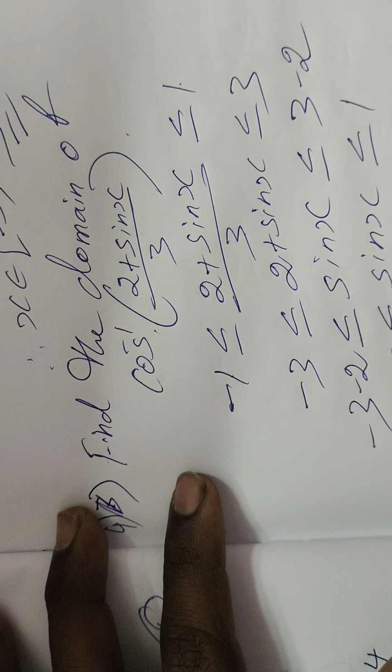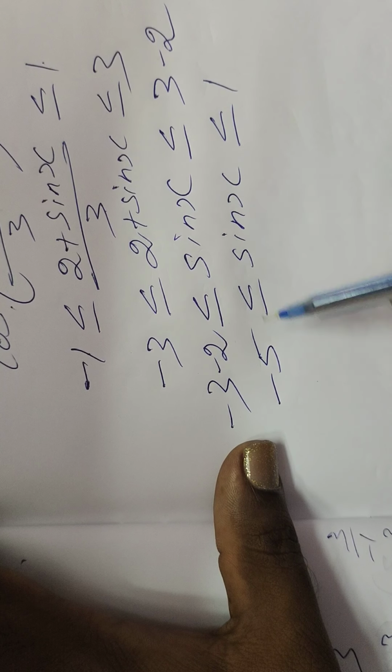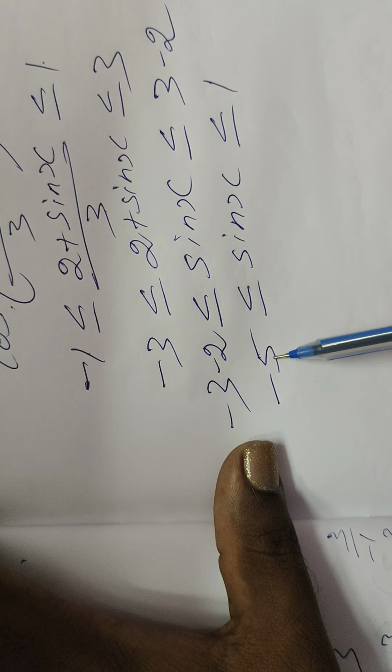We know that the sin value is in between minus 1 and plus 1. As it is in minus 5 to plus 1, because the range is in between minus 1 and plus 1, am I right? So instead of minus 5, what can we write? Minus 1, because that is the minimum value. So minus 1 less than or equal to sin x less than or equal to plus 1.